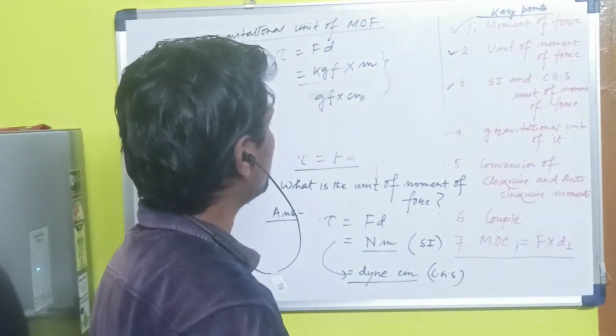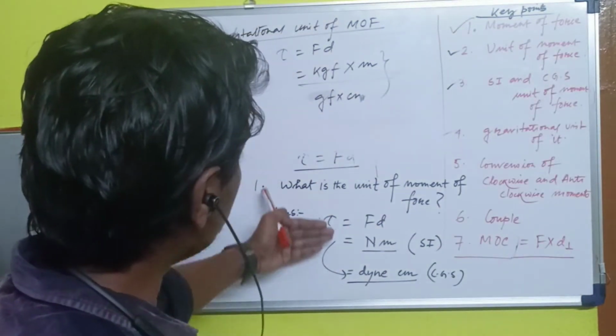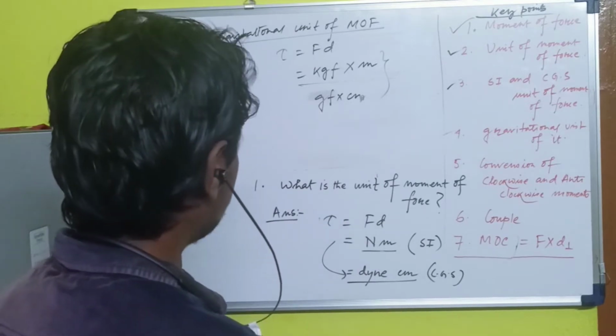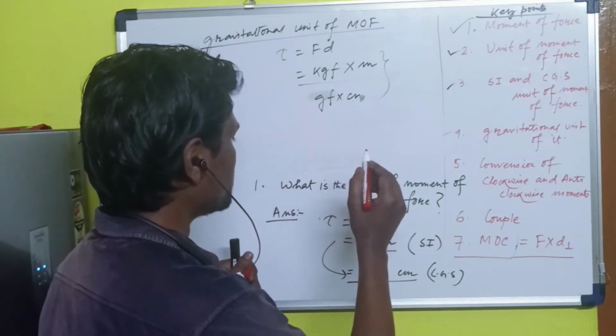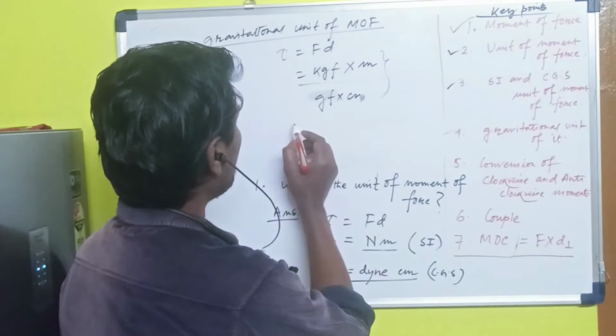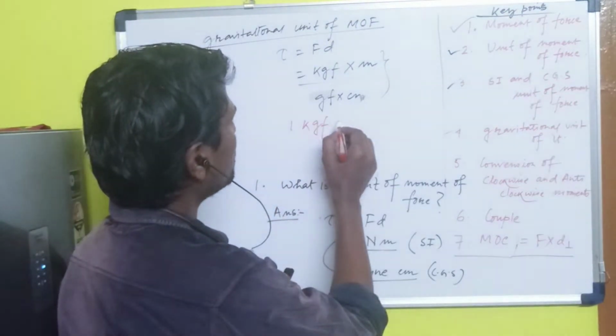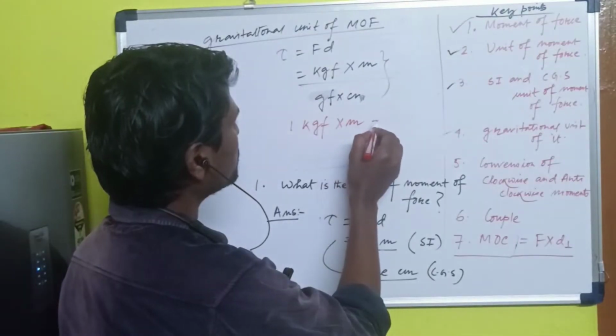And what is the conversion of this unit to this unit? We can write here: 1 Newton meter, and 1 kg force into meter means 1 kg force.